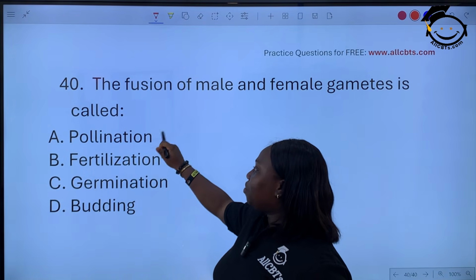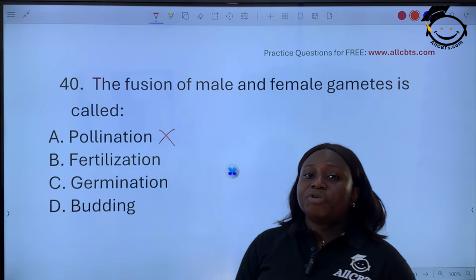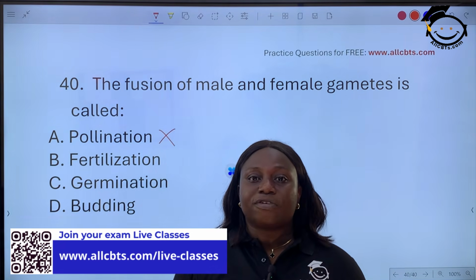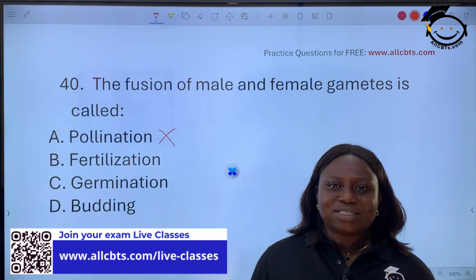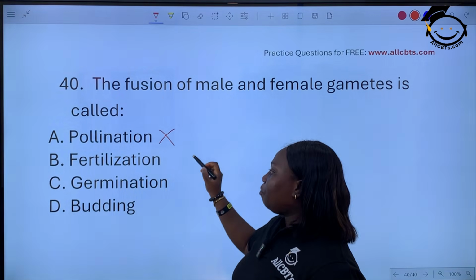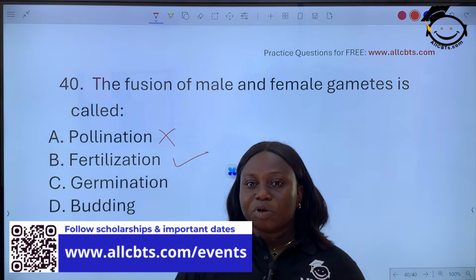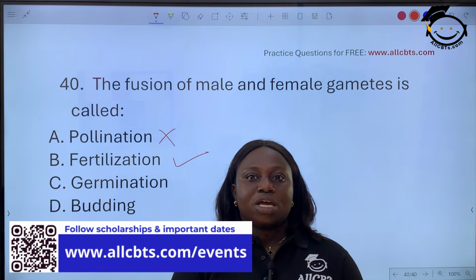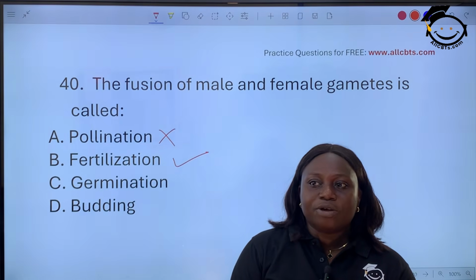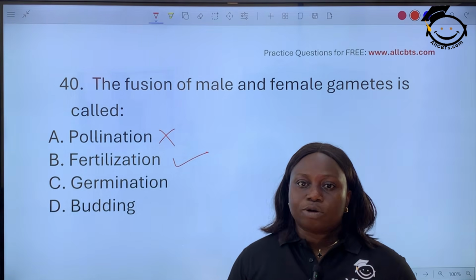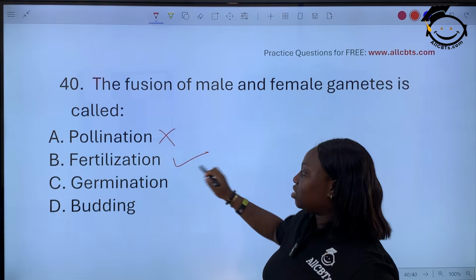Now we have defined pollination. Pollination is the transfer of pollen grains from the anther to the stigma. So our answer cannot be pollination. Fertilization is the joining of the male and the female gamete to produce an embryo, which later goes to a zygote. So our answer is fertilization.